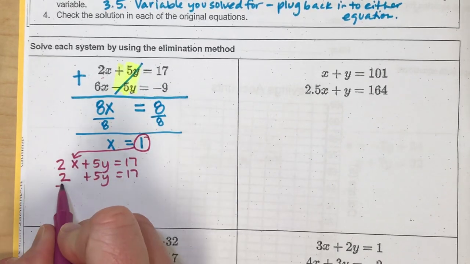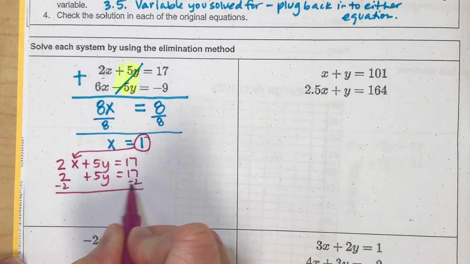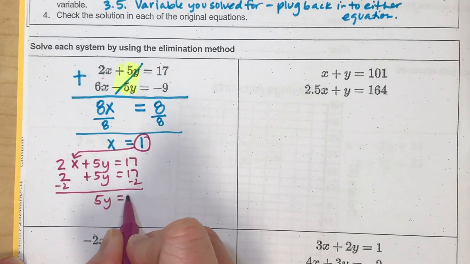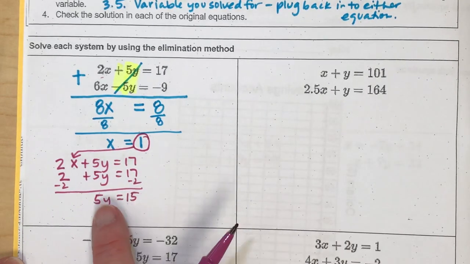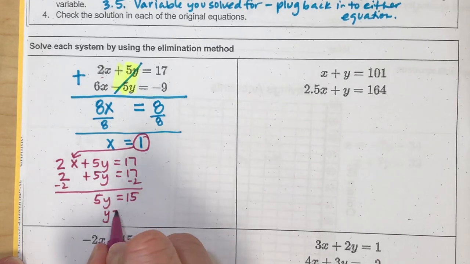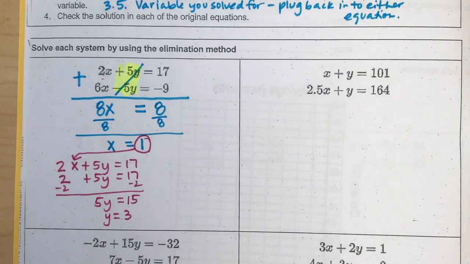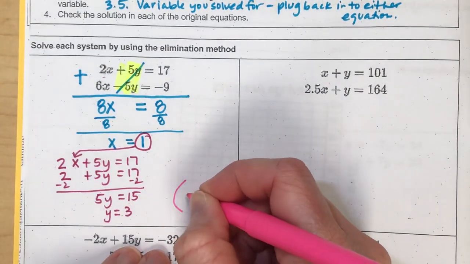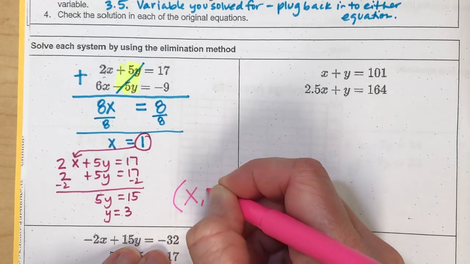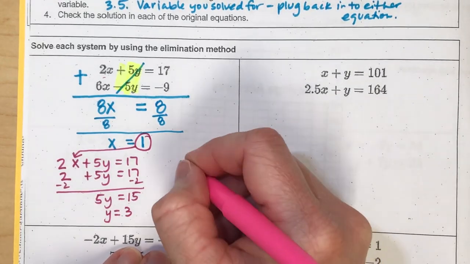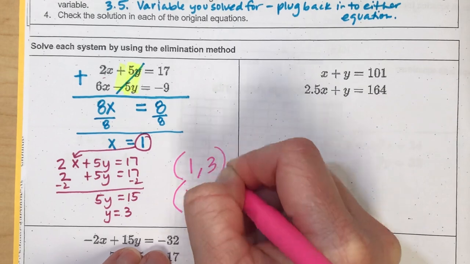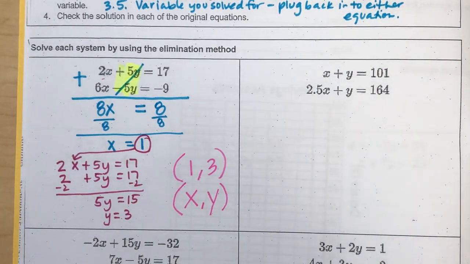Now to solve for y, I'm going to subtract 2, and I get 5y is equal to 15. And if I divide both sides by 5, 15 divided by 5 is going to get you 3. So here would be our ordered pair, our solution to the system. It's going to be a point. It's going to be an x value of 1 and a y value of 3. So it will look like this, (1, 3). And your point there is your solution to your system.